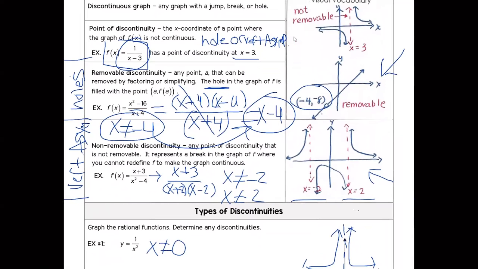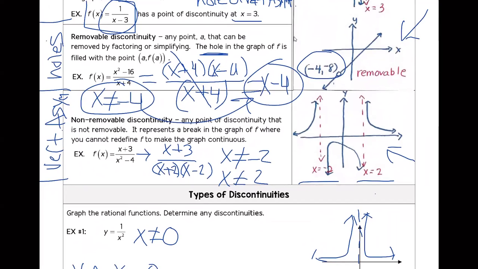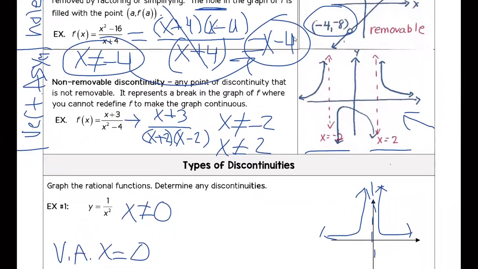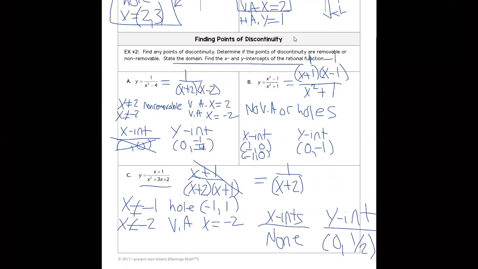Basically, you're simplifying these. You get something that cancels out, you're going to create a hole. And remember, when you find your hole, it's going to be an ordered pair, so you have to plug that x value into your simplified function to get the y value. If you have something that can't be removed from your denominator that causes an issue, those are going to create vertical asymptotes. Then we talked a little bit about how to find x and y intercepts.